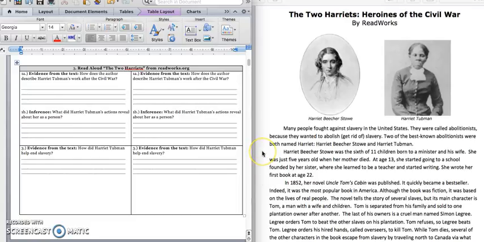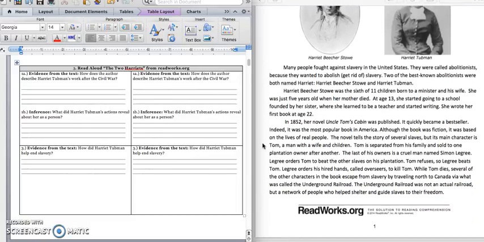Great. Many people fought against slavery in the United States. They were called abolitionists because they wanted to abolish or get rid of slavery. Two of the best-known abolitionists were both named Harriet, Harriet Beecher Stowe and Harriet Tubman. Harriet Beecher Stowe was the 6th of 11 children, born to a minister and his wife. She was just 5 years old when her mother died.